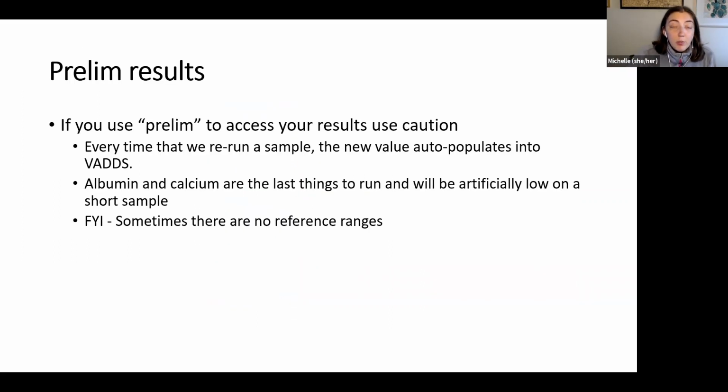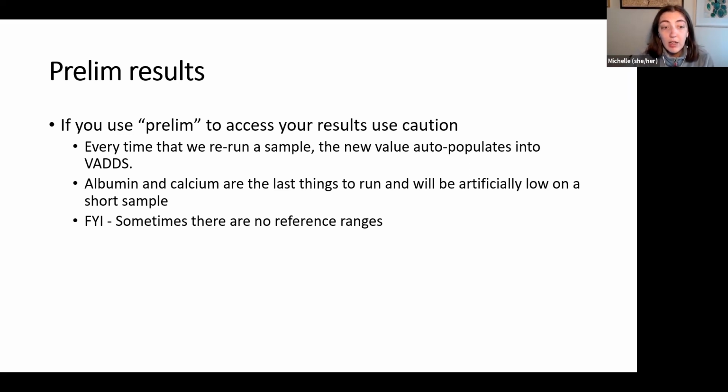So be aware if you use the prelim function to access preliminary results. Like if we run a chemistry and one of the values is weird and we're going to rerun it, every time that we rerun a sample, it auto-populates again. Sometimes people are like, the results changed like 5 times. That's because we were doing a dilution, so there were different numbers popping in there. We weren't done running it. There weren't multiple results. It's just that we hadn't finished running the sample. And so just be aware of that.